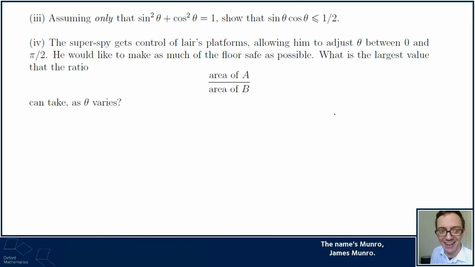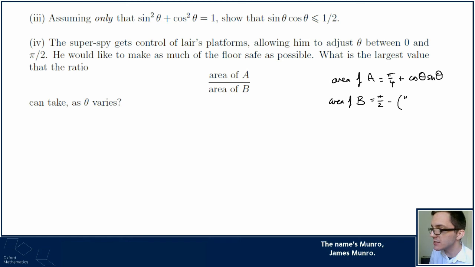We've got this area A, and we saw before that the area of A, so I haven't really started the question yet, I'm just writing down what we had before, was I think pi over 4 plus cos theta sine theta. So the area of B, if we're going to talk about this ratio, we might like to talk about the area of B, and I guess we should talk about the area of the entire hollowed out volcano. That's half a circle, so that's pi over 2. This is going to be pi over 2 minus pi over 4 plus cos theta sine theta.